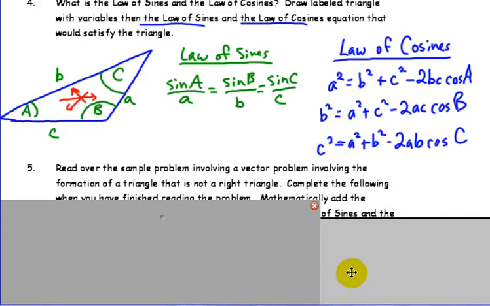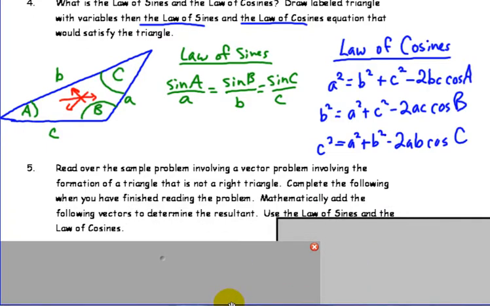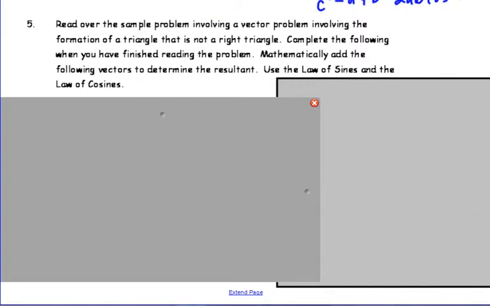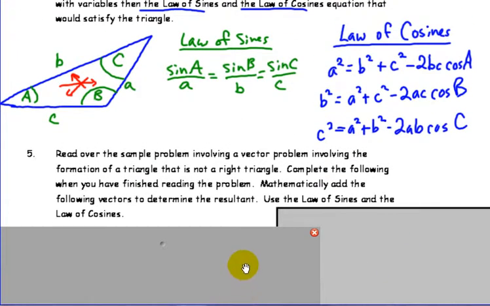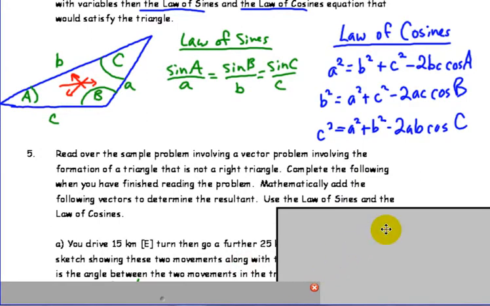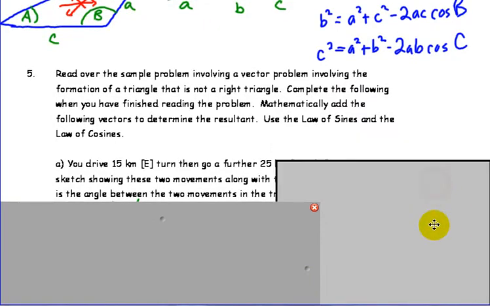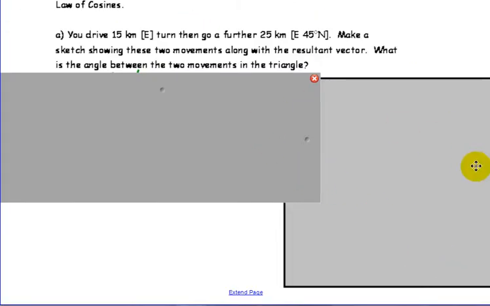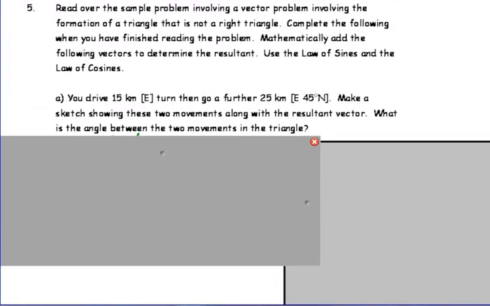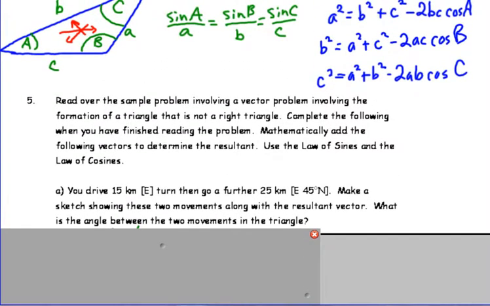Okay, so there are samples in the textbook you can look at. We'll look at two examples here. I'll go over one in detail, and then I'll leave you with the second one to try, and simply give you the answer after. So if we take a look here, assuming you drive 15 kilometers east, then turn and go a further 25 kilometers, but this time in the direction of east 45 north. Make a sketch showing these two movements along with the resultant vector. What is the angle between the two movements in the triangle?